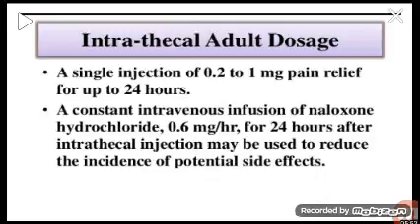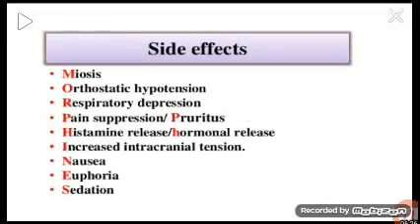Now come to the intrathecal adult dosage. A single injection of 0.2 to 1 milligram gives pain relief for up to 24 hours. A constant intravenous infusion of naloxone hydrochloride, 0.6 milligram per hour for 24 hours after intrathecal injection, may be used to reduce the incidence of potential side effects.